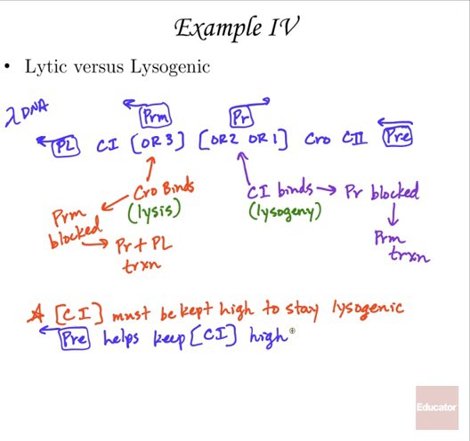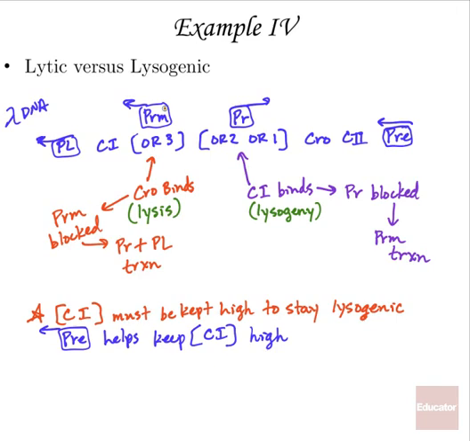Because C1 is under control of this PRE promoter. So basically, if the PRE promoter is active, C1 is produced quite highly. If C1 is produced, we have it binding to this spot, blocking the PR promoter, which keeps this PRM promoter active, and it allows you to stay hidden inside the E. coli cell.